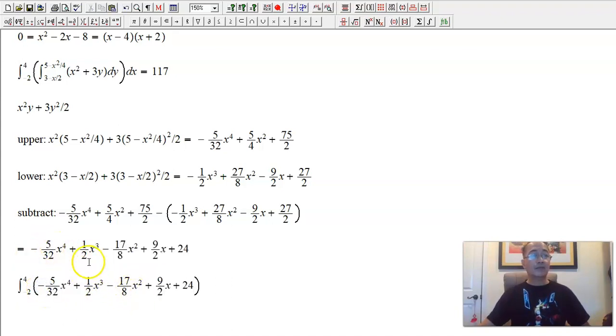We'll get x to the 5 cancels with the 5. That's nice. X to the 4th over 8, x cubed over 24, 17 in the numerator. You know what to do. Okay. So do we get 117? Thank you so much. Yeah, of course. We get 117. Okay. So we are going to go a little bit further now.